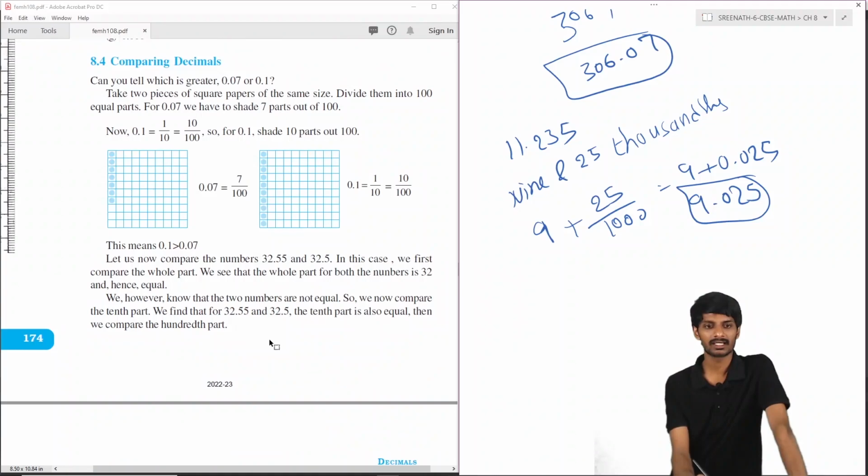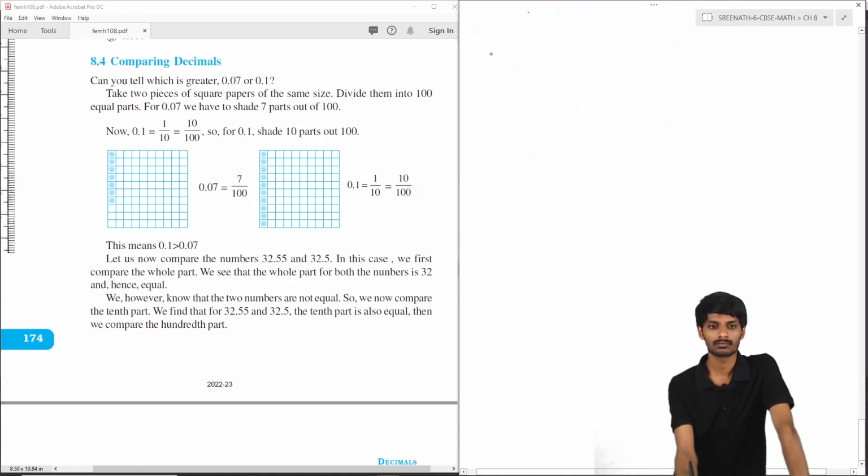Next thing is comparing decimals, students.